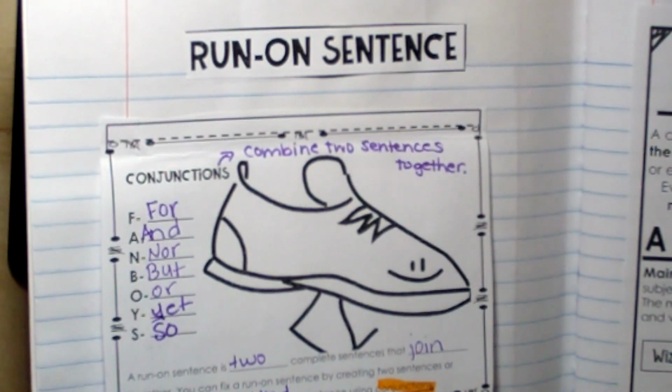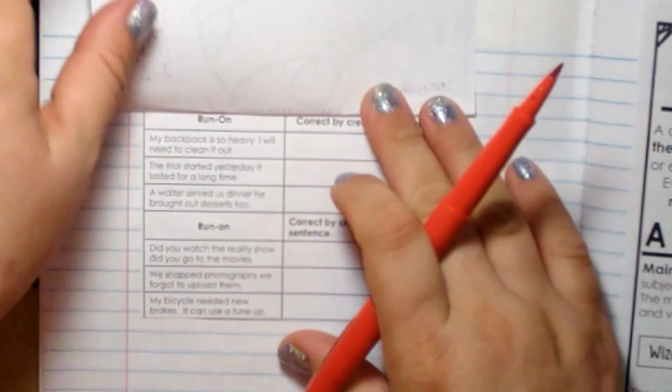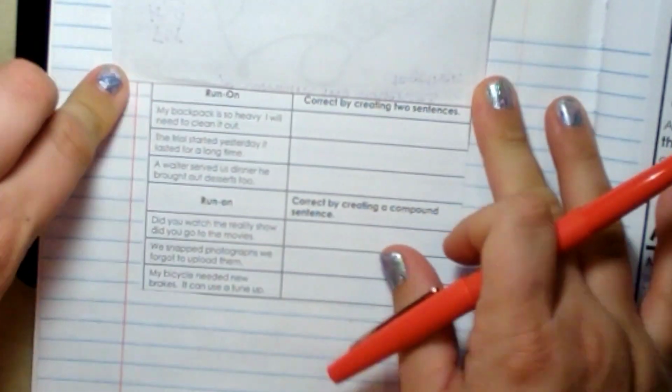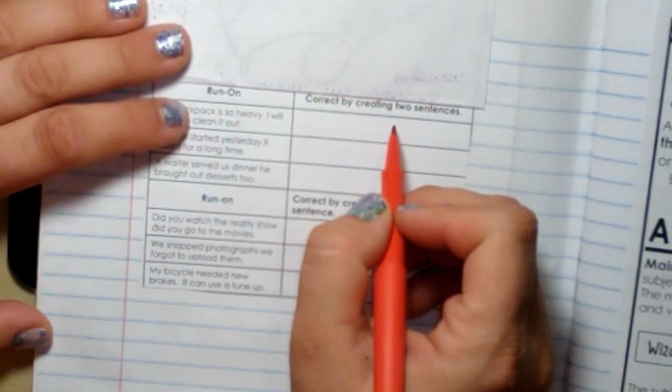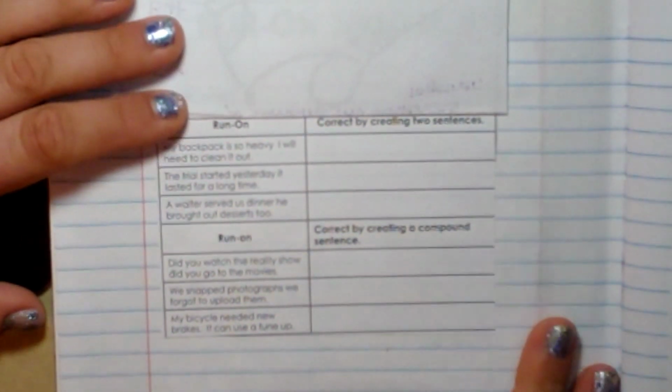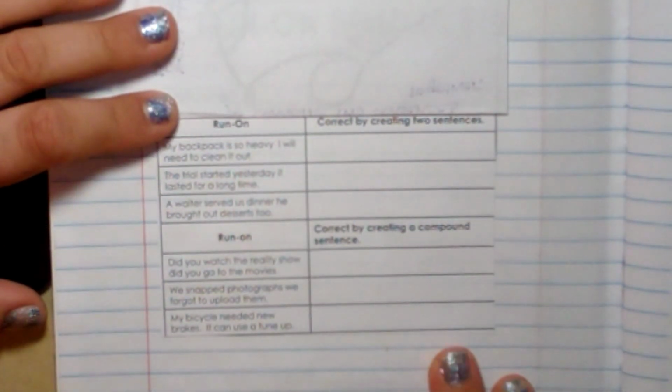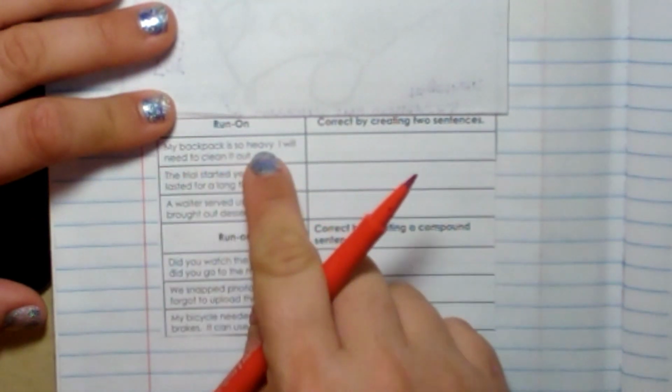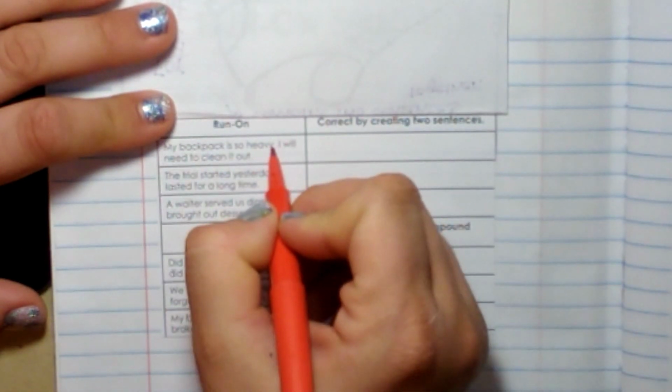All right, friends, now that I'm done throwing things on the floor, we are going to correct this by doing two different things. We're going to, first of all, practice using two sentences. So how do I know where to divide the sentences, or how do I know where to put the conjunction? This says, my backpack is so heavy I will need to clean it out. Where does my one sentence end and my other one begin? I think it's right here at heavy.